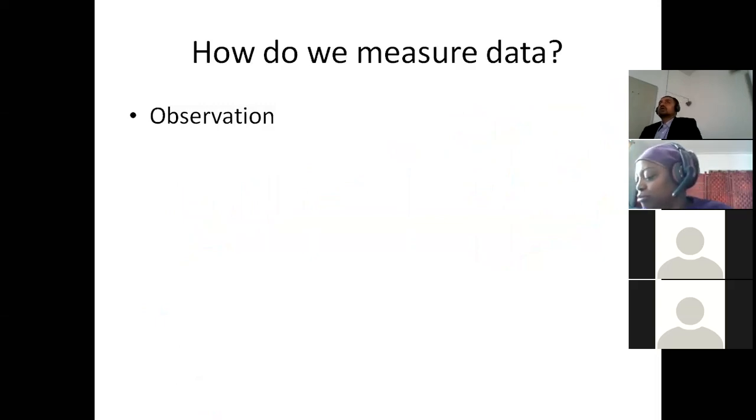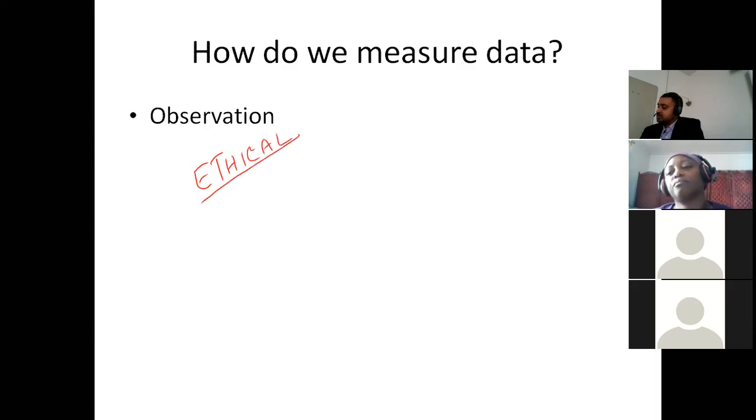One of the things that you all have to remember is, despite the fact that you can actually observe passively, there are ethical implications of collecting any kind of data, including observation data. Can you think of what the ethical implications are when you collect observational data?